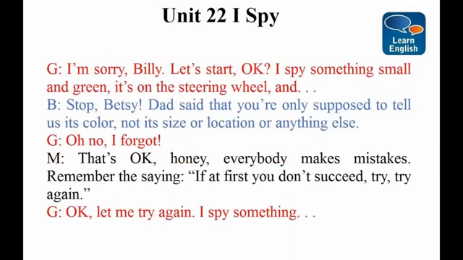I'm sorry, Billy. Let's start, okay? I spy something small and green. It's on the steering wheel and... Stop, Betsy. Dad said that you're only supposed to tell us its color, not its size or location or anything else. Oh no, I forgot.